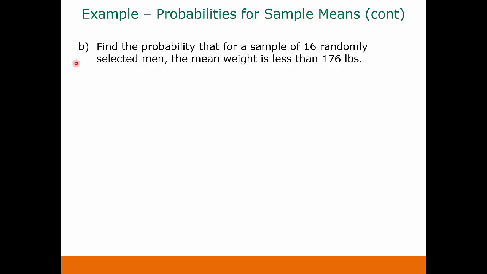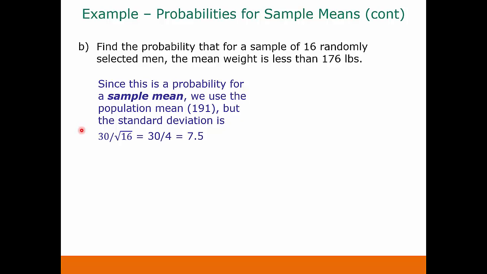Now here's a little bit different problem. We want to find the probability that for a sample of 16 randomly selected men, the mean weight is less than 176 pounds. So instead of talking about an individual man's weight, we're talking about the average weight for this sample of 16 men. Since we're talking about a probability for a sample mean, we still use the population mean as our mean, but for the standard deviation, we have to use that formula and divide our original population standard deviation by the square root of the sample size. So our standard deviation for this one is 7.5 instead of 30 that we used in the last problem.